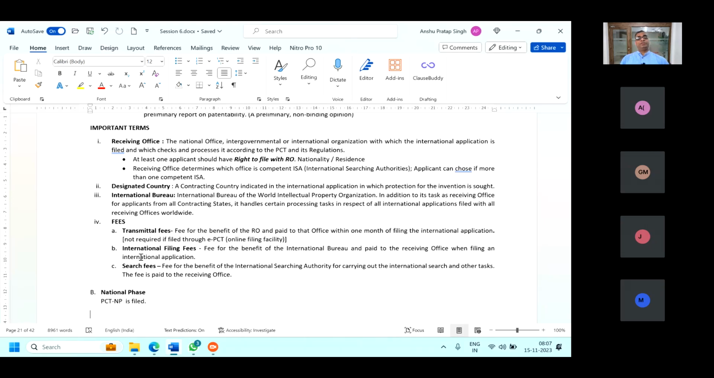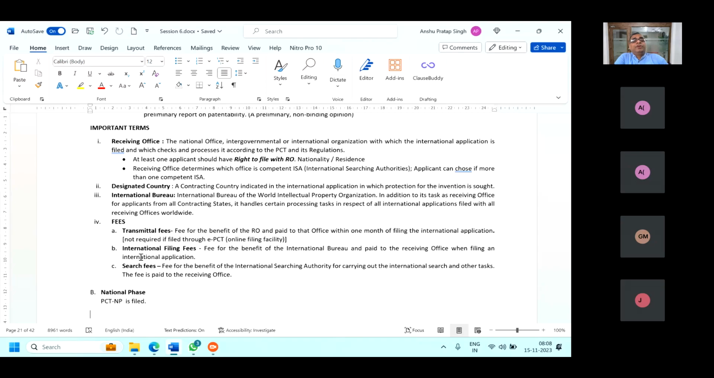Then there are three types of fees. First is the transmittal fee. What is a transmittal fee? The transmittal fee is for the receiving office, which transmits the document to the IB. It is not required if you have used the online facility. Then comes the international filing fee. It is for the benefit of the International Bureau and is paid to the receiving office when filing an international application. So the receiving office will receive both fees, and that's how your transmittal fee and international filing fee will be paid.